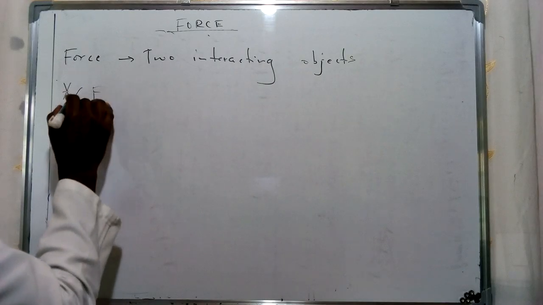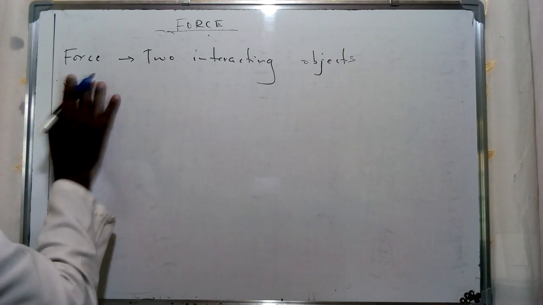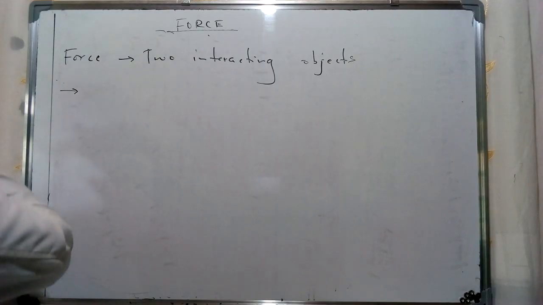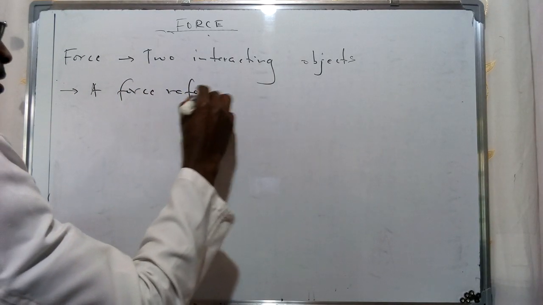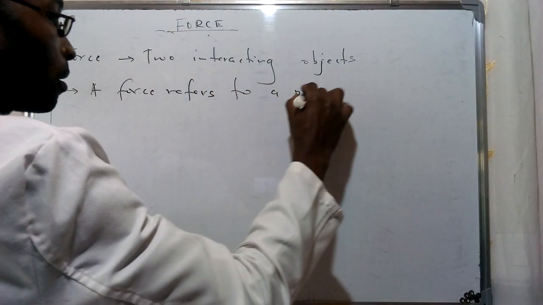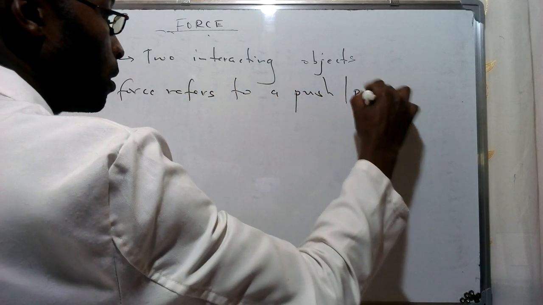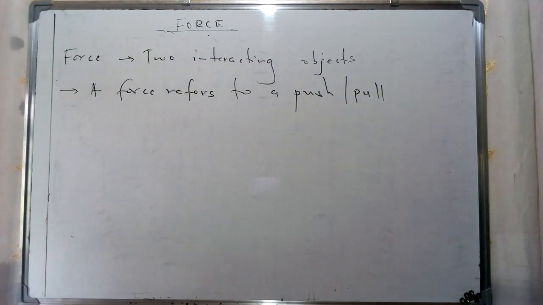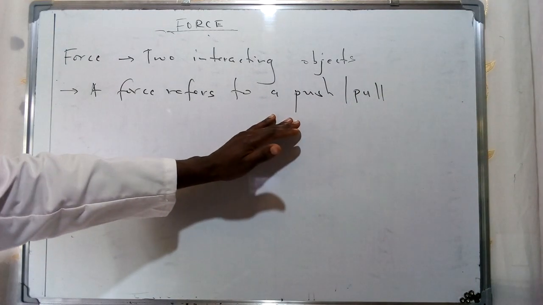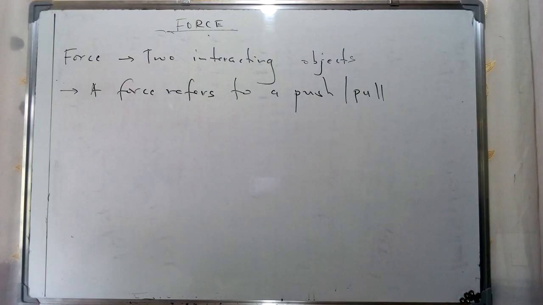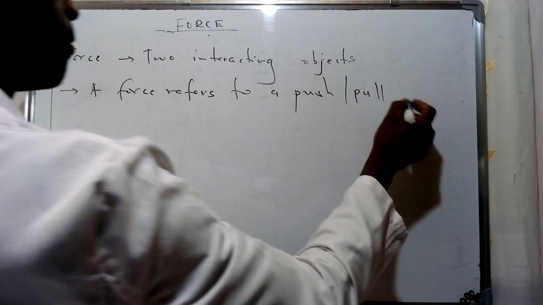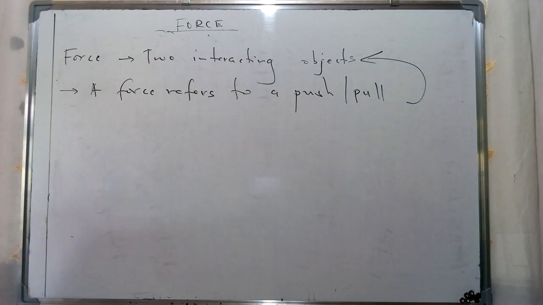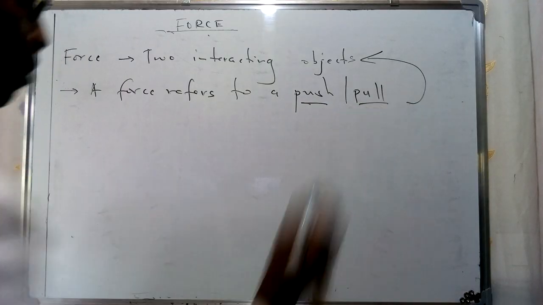So a force, let's have this one as a small statement in summary form. A force refers to a push or a pull acting upon an object, resulting from the object's interaction with another one. This is the implication of the interaction of these two objects, which involves the concept of either a push or a pull.